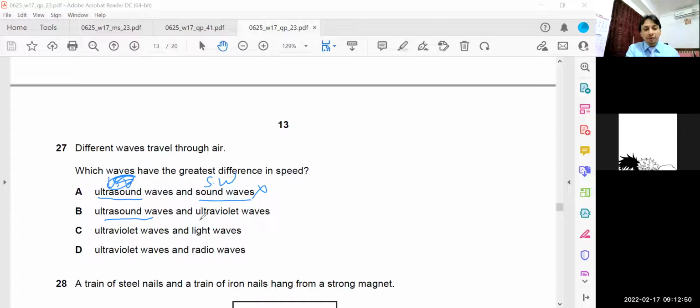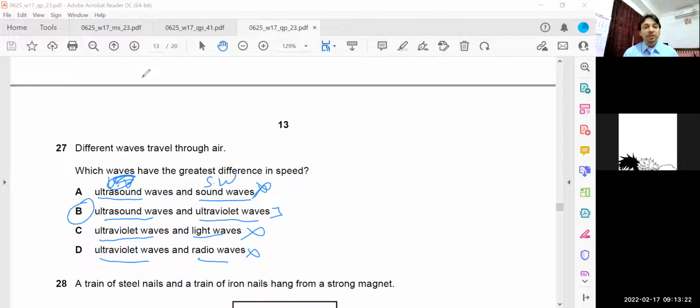Ultrasound wave and ultraviolet ray waves. Okay, let me go to option C also. Ultraviolet, UV, and light wave have the same speed. Wrong. Ultraviolet, UV, and radio also have the same speed. This is also wrong. And ultrasound and sound wave, there is not a big difference between them. Option B, children. Ultrasound that we can't hear, and ultraviolet, the electromagnetic waves.